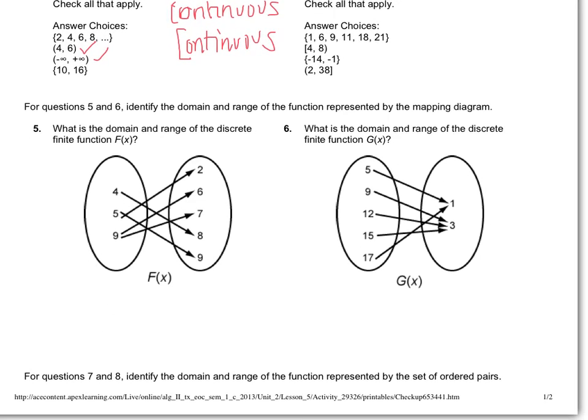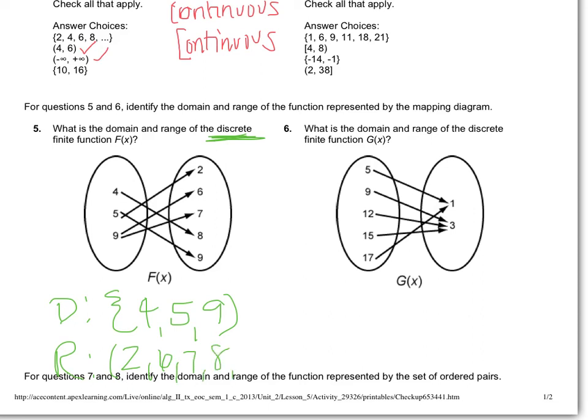Number 5 says, what is our domain and range of the discrete and finite function? Well, our domain would be our x's. It tells us it's discrete, so we're going to use our fancy brackets. 4, 5, and 9 would be our domain. Our range would be our y's. That would be 2, 6, 7, 8, and 9. And again, that does need to be in fancy brackets.